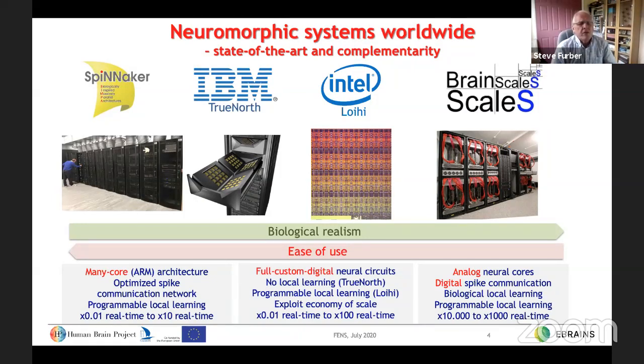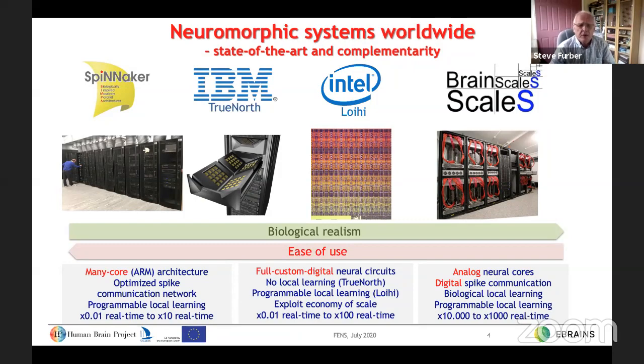And there's generally a trade-off. The more you go towards the analog end, the more biologically realistic the electronic models are. And the more you go to the software programmable end, the easier and more conventional the systems are to use. So all of these neuromorphic platforms have unique capabilities and play a role. And the jury is really still out as to which is the best way to build a neuromorphic system, either for modeling biology or for commercial applications.